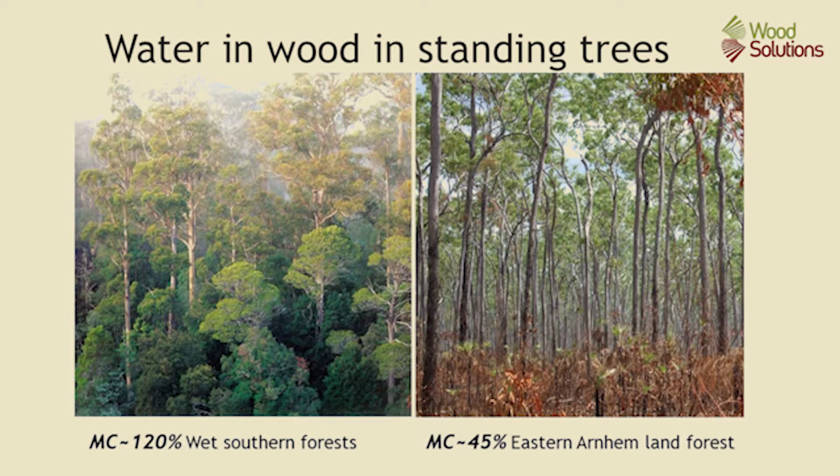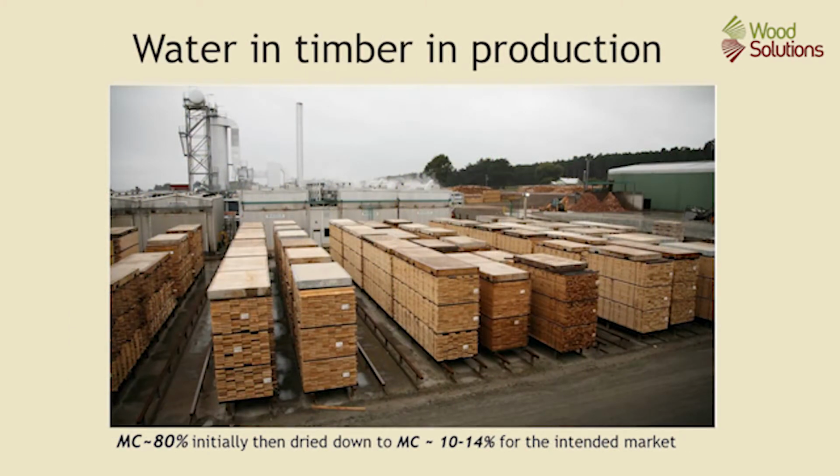In standing trees, the moisture content of the wood reflects the local environment. In wet southern forests, the timber's moisture content in a tree can be 120% or higher. In dry northern forests, its moisture content can be as low as 45%. In production, the wood's initial moisture content has to be reduced to a level suitable for use in the market. This is often a moisture content between 10 and 14%.